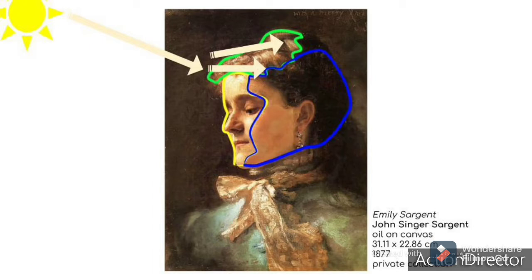We can now imagine the light hitting the forehead and hair first, the top plane, flowing down the face, front plane, and around to the side of the head, side plane, losing its brightness as it gets further from its source.